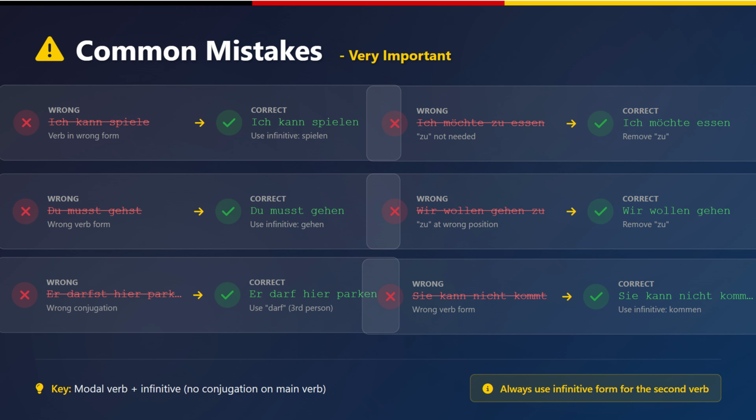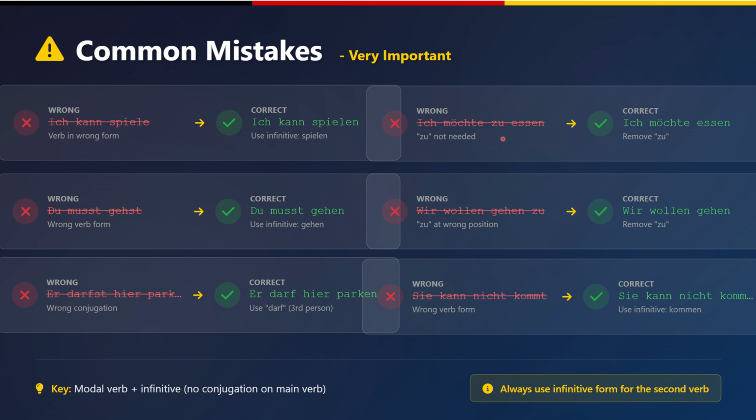Let's look at the common mistakes. This is very important. Many students make these errors. The first example, Ich kann spiele, is wrong because the verb is in the wrong form. The correct sentence would be Ich kann spielen.